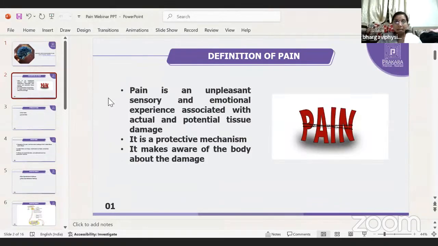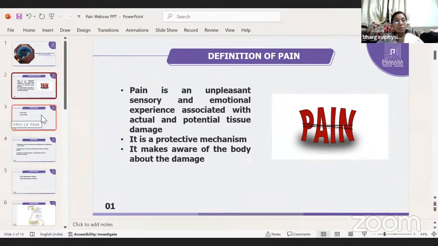So pain is an unpleasant sensory and emotional experience which is associated with actual and potential tissue damage. And it is a protective mechanism. It makes the body aware of the damage. So whenever any pain comes, it indicates the damage which is going on inside the body. So indirectly, pain is a protective mechanism for human beings.